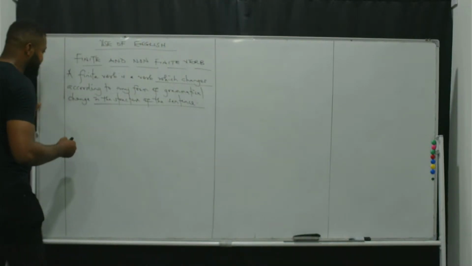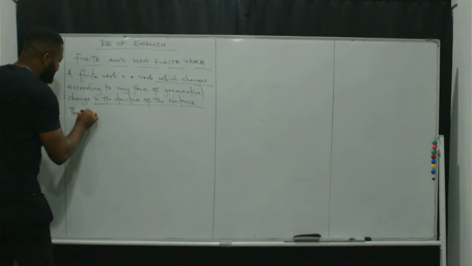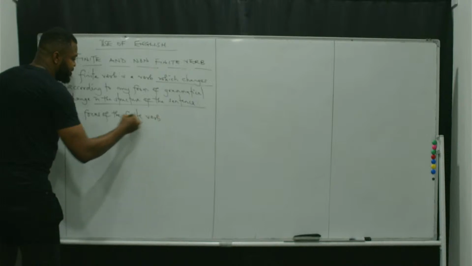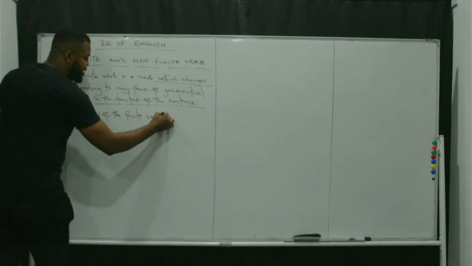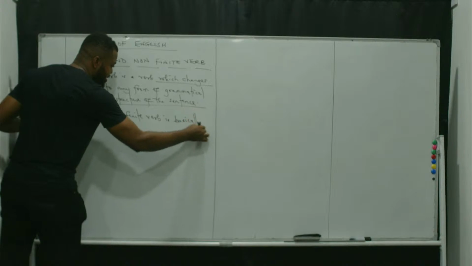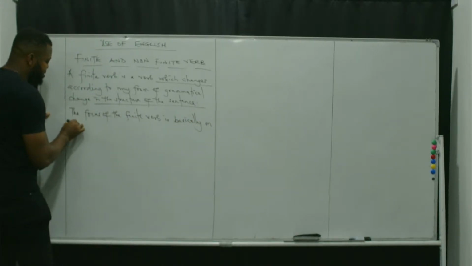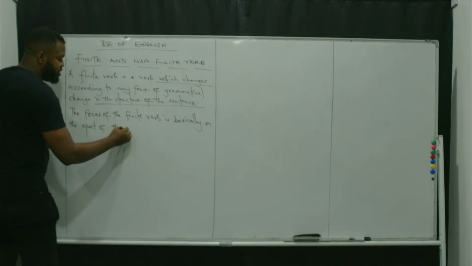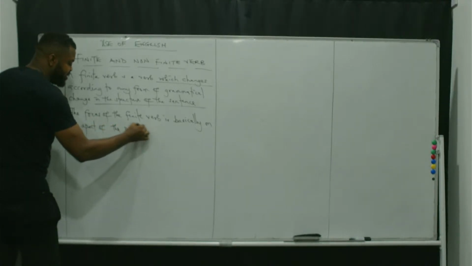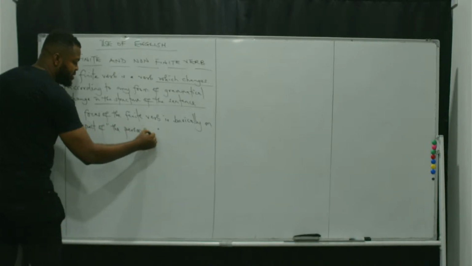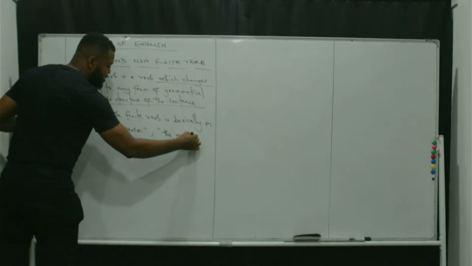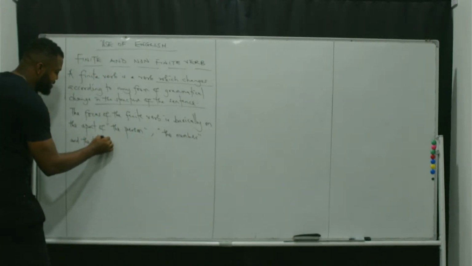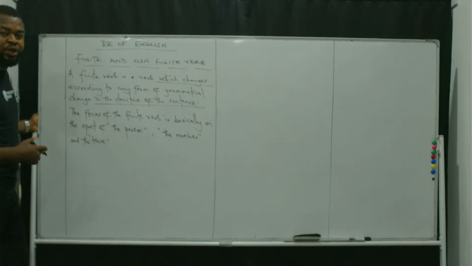Here, we have that the focus of the finite verb is basically on the aspects of the person, the number, and the tense. Now let's look at these three concepts closely.